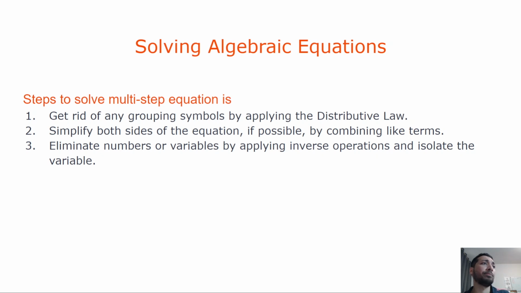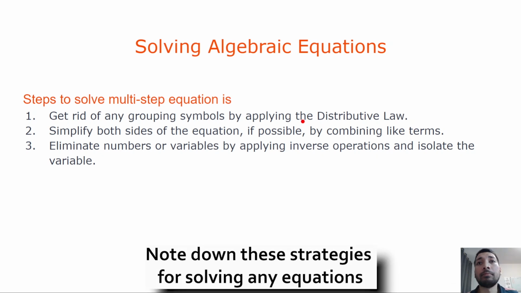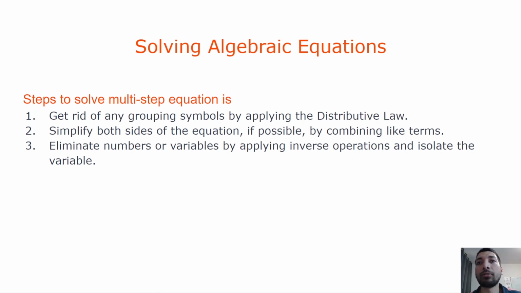So a quick overview of how we solve multi-step equations. Step number 1 is we get rid of the grouping symbol by applying the distributive law. Second step is we simplify both sides of the equation, if possible, by combining like terms. The last step is we eliminate numbers or variables by applying inverse operations and isolate the variable. Now let's see how we can apply this step by step in the practice problem.